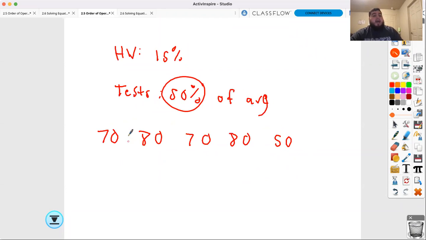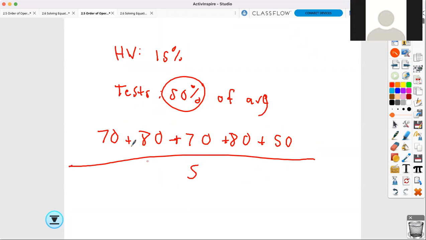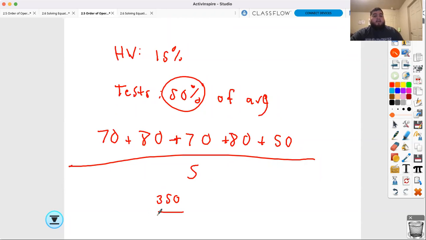So what we do is we add these all up. And what am I going to divide by? How many numbers are there? How many tests do we take this semester? 5. 1, 2, 3, 4, 5. So 70 plus 80 is 150, and that's another 150. That's 300, plus 50 is 350, divided by 5. This gives us a 70 average.